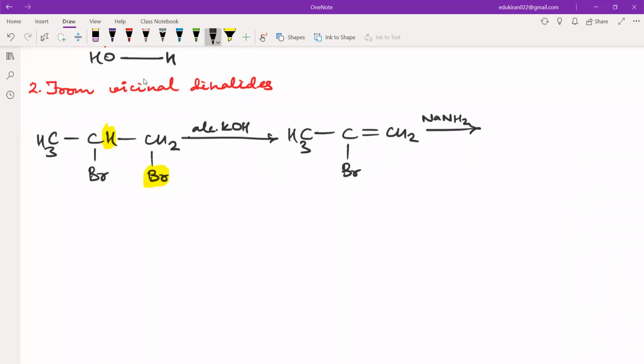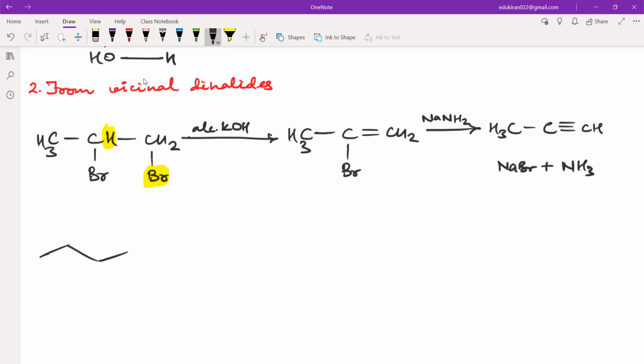Now, in this, the nitrogen atom abstracts one of the hydrogens, and the sodium atom abstracts the bromine. So you get CH3, single bond, carbon with a triple bond CH, plus the sodium atom gets the Br, and the NH2 gets the hydrogen and forms ammonia. So it doesn't matter what type of vicinal dihalide you have. You will remove the bromines and remove the hydrogens to form alkynes.